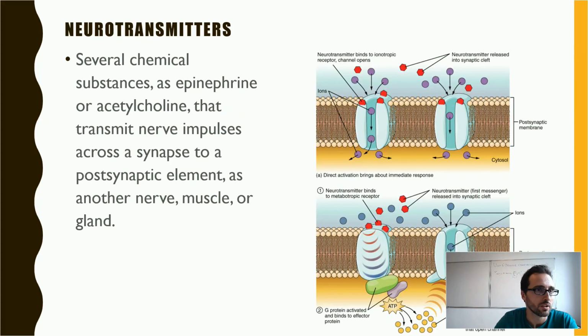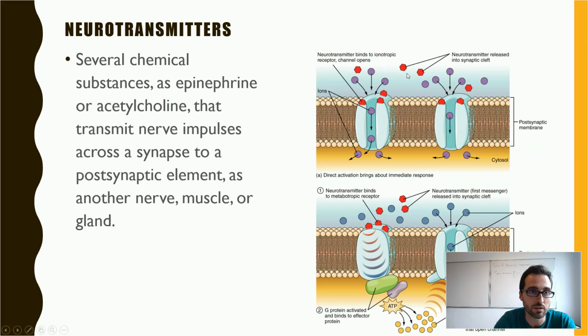These neurotransmitters are chemical substances, for example, epinephrine or acetylcholine. They are like the keys that they need for specific locks. They are released into the synaptic cleft whenever a nerve impulse, the electric current, reaches the axon terminal, and they continue to send the nerve impulse, but this time chemically instead of electrically.